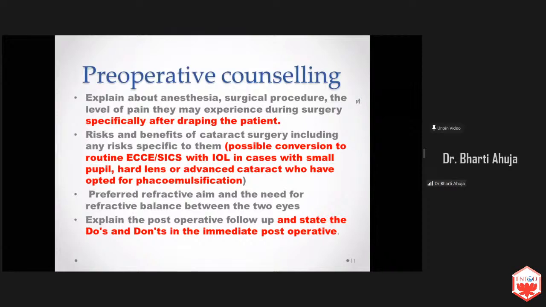Preoperative counseling again needs to be done in a detailed manner to the patient about the surgical procedure, about the type of anesthesia, and about the level of pain that the patient is going to experience during the surgery. Especially in our surgeries, after draping the patient, how the patient is going to feel needs to be explained preoperatively. Again, the risk and benefit of cataract surgery, for which we are doing the whole exercise, including any risk specific to the patient. If the patient is having a hard lens or advanced cataract or a small pupil, they need to know prior to cataract surgery what kind of risks and benefits they can have.